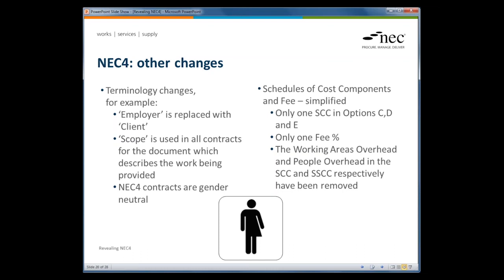That's the only one. And then in terms of the schedule of cost components and fee, there's been some changes there as well, Peter? Yes, we've simplified it a little bit. We've really separated out the two schedules, the short and the full schedule. So we use the full schedule where payment is based on cost, and we use the short schedule for work which is based on rates. So the short schedule is only used for assessing compensation events. We've taken away the working area overhead and the people overhead, and they will now be recovered on the basis of cost.